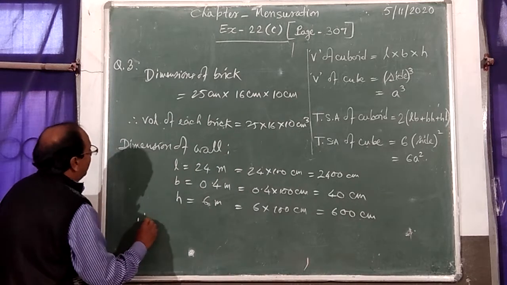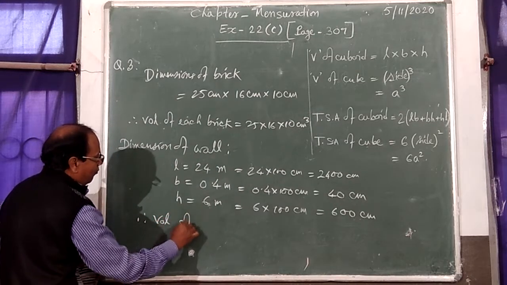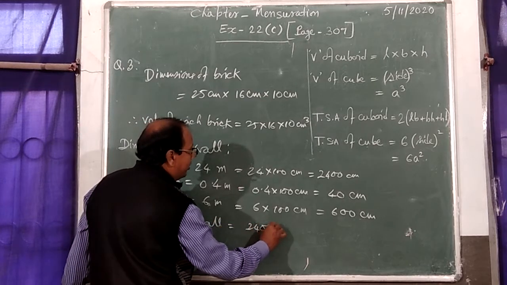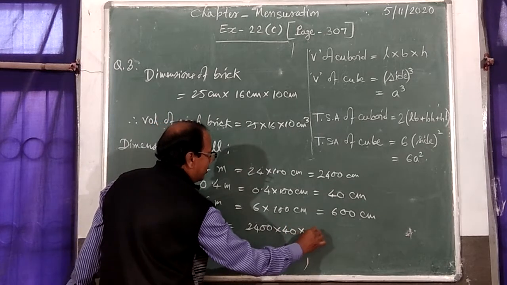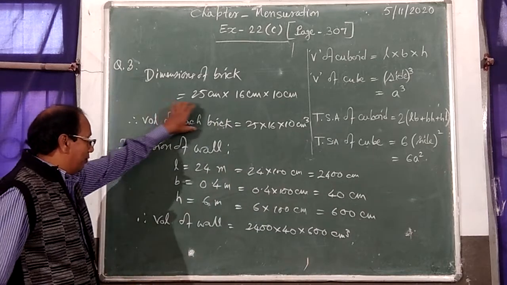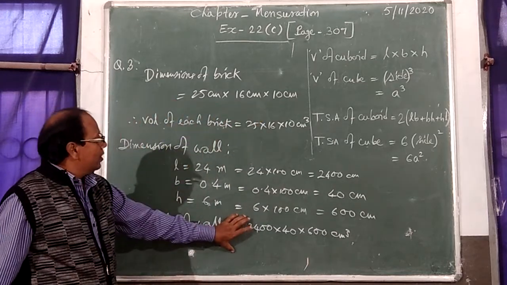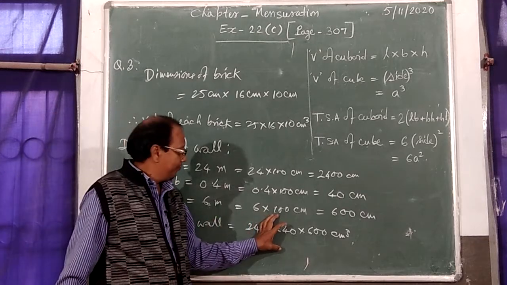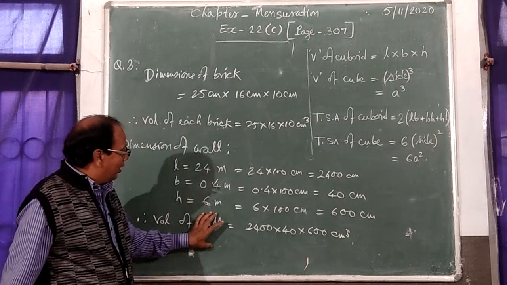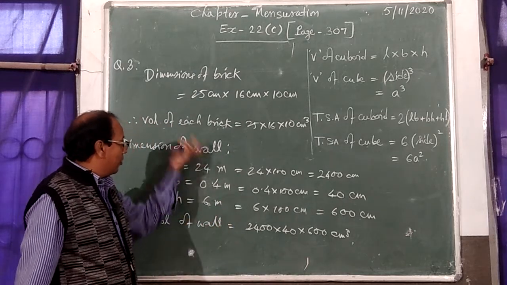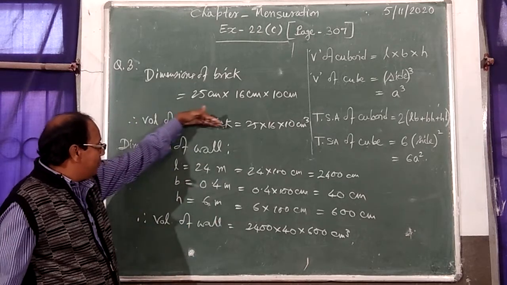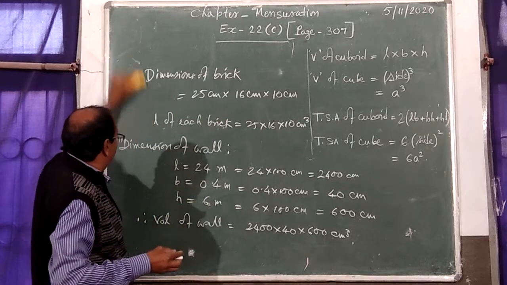Therefore, volume of wall equals to 2400 into 40 into 600 centimeter cube. Now we have volume of each brick and volume of wall. Obviously the volume of wall is so high. So that means to know the number of bricks to construct this wall, we have to find out the number of bricks by dividing this volume of wall by the volume of each brick. So I am going to do that one.